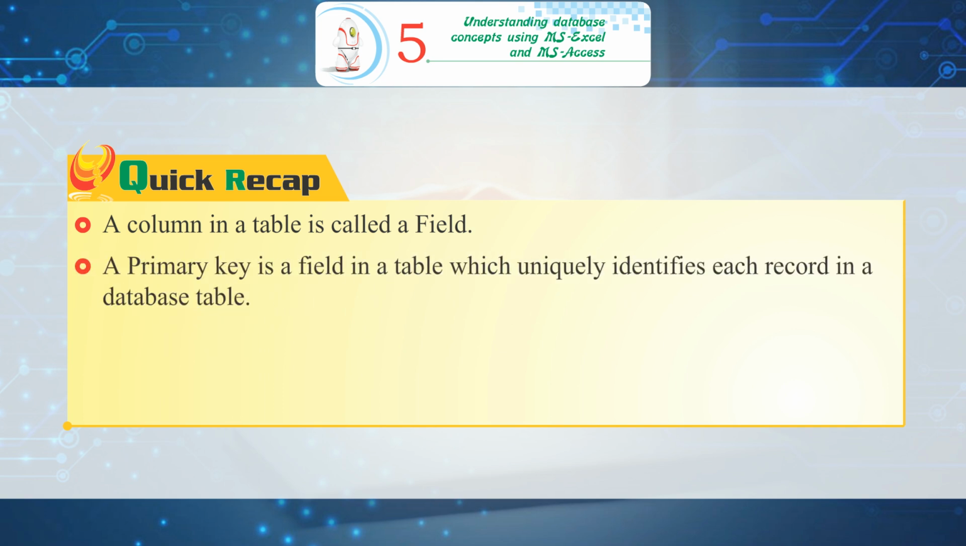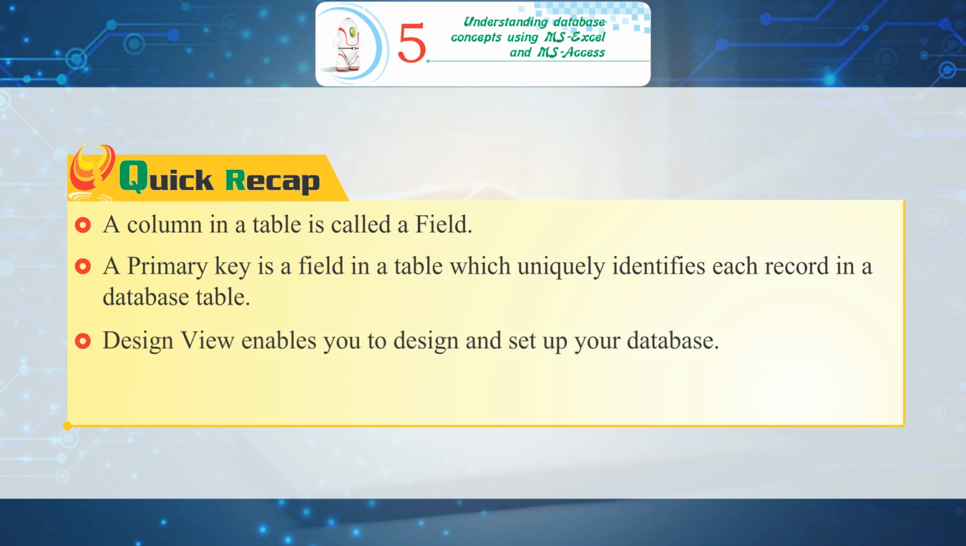A primary key is a field in a table which uniquely identifies each record in a database table. Design view enables you to design and set up your database. Datasheet view is used to enter and edit data.